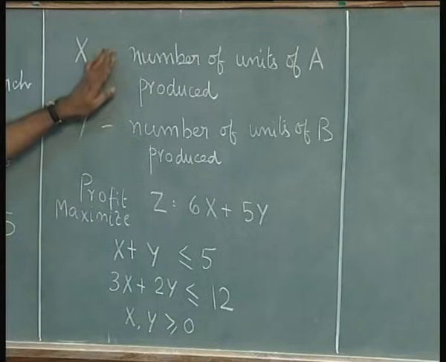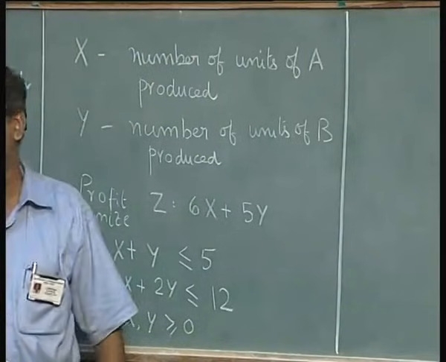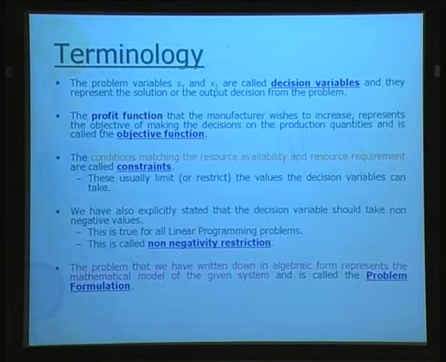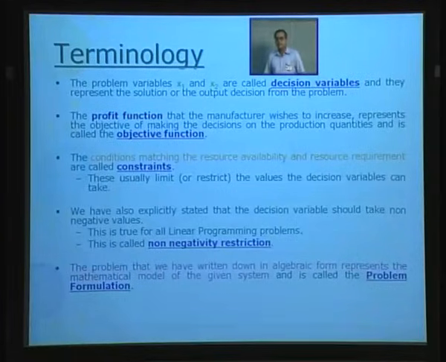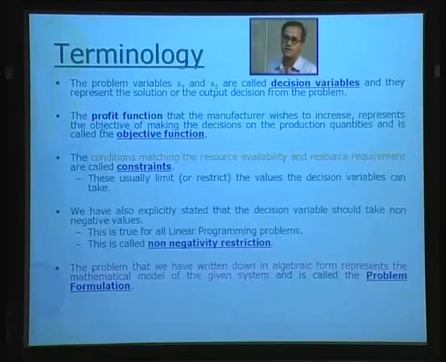So the four terms that we have tried to introduce here, as you can see from there, are the decision variables, the objective function, constraints, and the non-negativity restriction. So given a problem, when we define all these four and write it in the mathematical form, then that is called formulating a linear programming problem or formulating an operations research problem. We will come to the LP definition a little later.